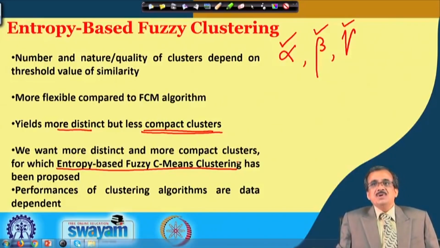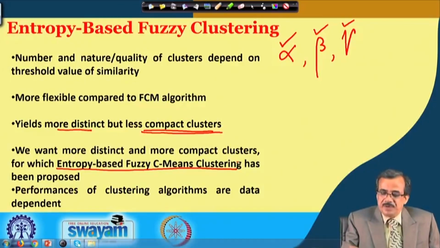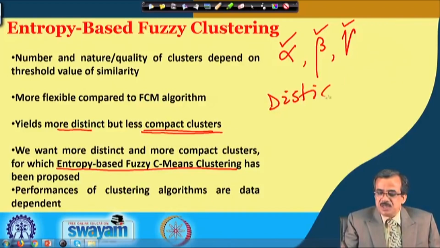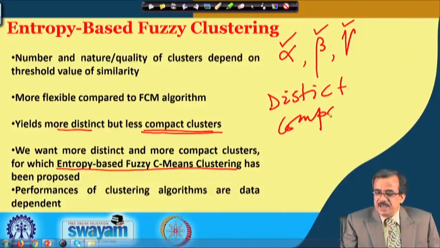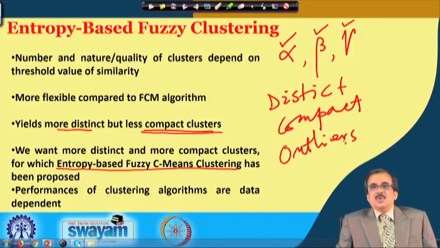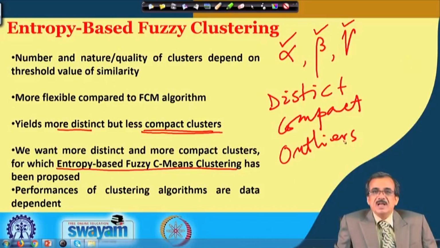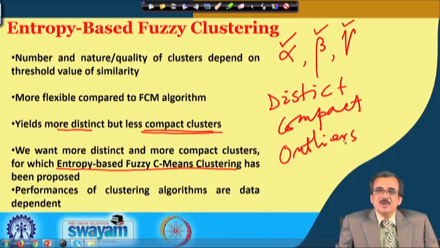Now, let me repeat what we need. We need the clusters to be very distinct, and very compact, and at the same time the number of outliers should be as minimum as possible. So, we formulated it as an optimization problem, and we solved it using one nature inspired optimization tool, the genetic algorithm, which I am not going to discuss in detail in this course. With the help of that, we could find very distinct, very compact clusters, and the number of outliers became minimum. So, that type of ideal clusters we could get.